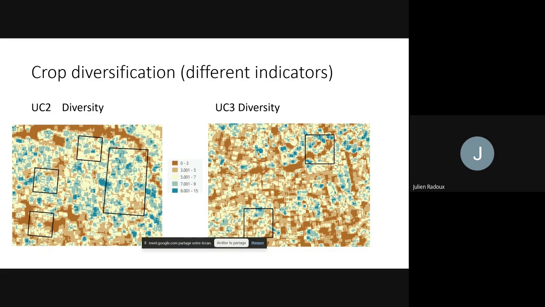So those maps can be used for setting thresholds, because you see that you don't have the same baseline level in Romania and in France, so you should not expect the same effort from the farmers. But it can also be used to locate specific farmers to optimize the way you can diversify. And sometimes they don't need to diversify so much, but they need just to talk together to get better diversification of the landscape.